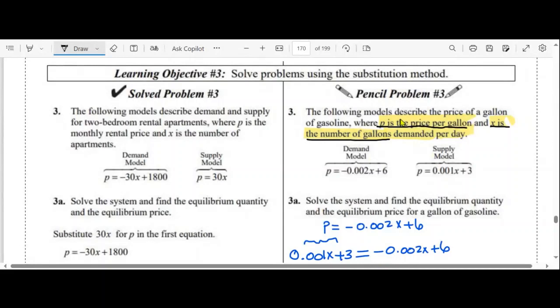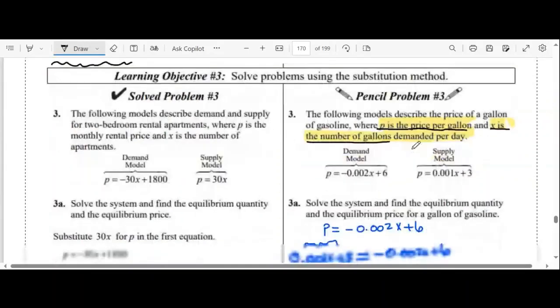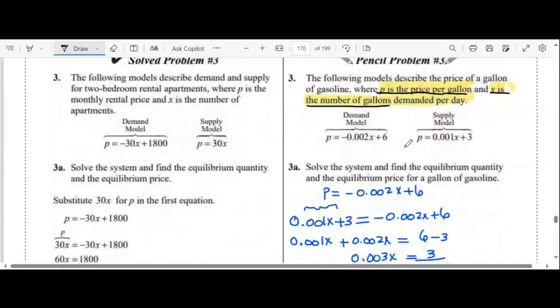Okay, continuation of section 4.2, solving systems of linear equations by substitution. This is a real life example, okay? So we're going to read the example and try to solve it. The following model describes the price of a gallon of gasoline, where P is the price per gallon and X is the number of gallons demanded per day.